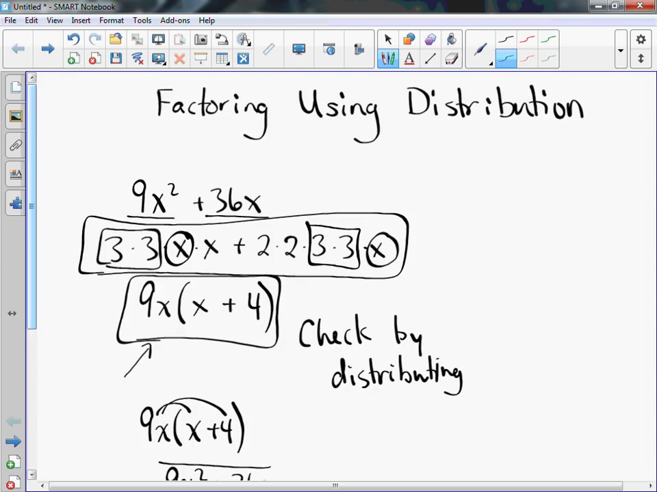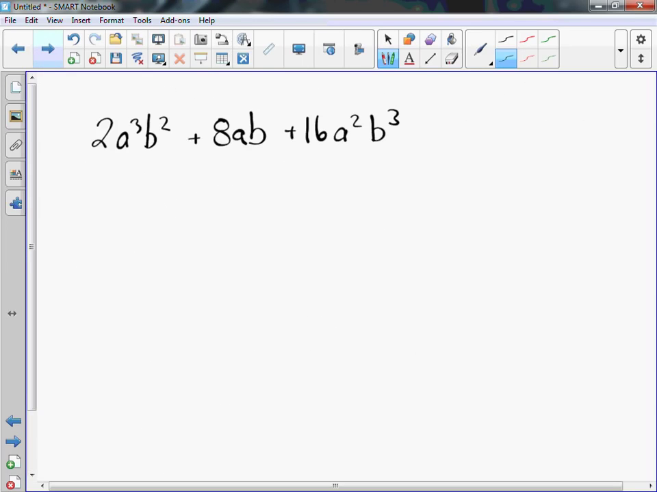Okay, let's look at another problem. What is common between all three terms? Well, there's at least a 2. 2 comes out of everything. The first term has a cubed, then a and a squared, so you can at least take an a out. You have b squared, b, and b cubed, so you can also at least take a b out. So I should be able to take a 2ab out of that.